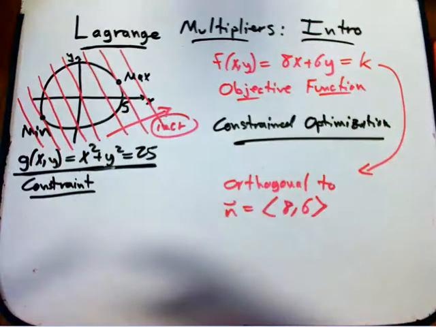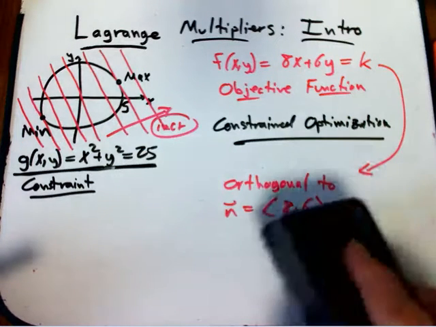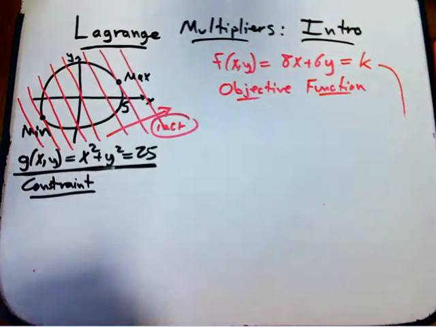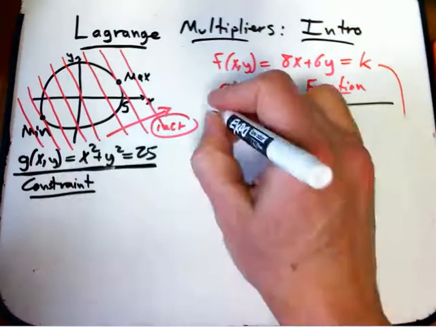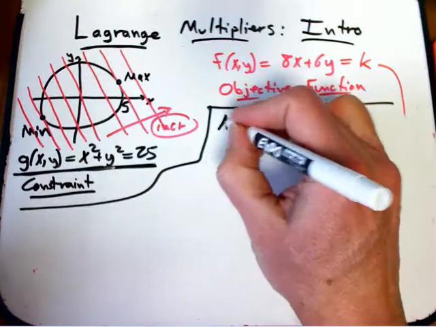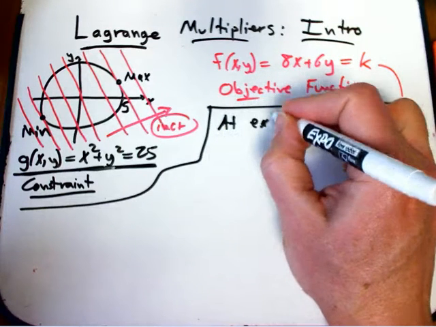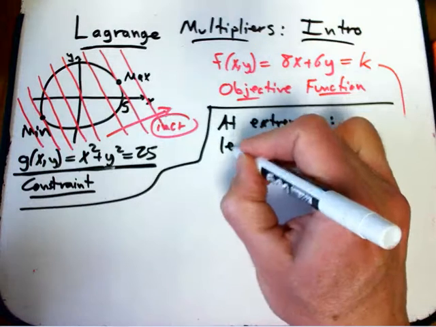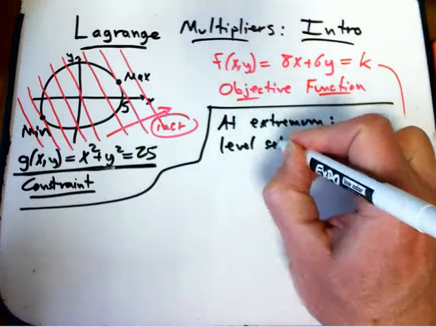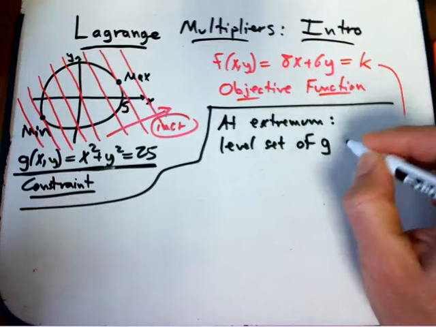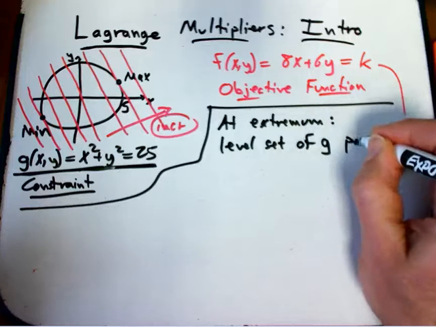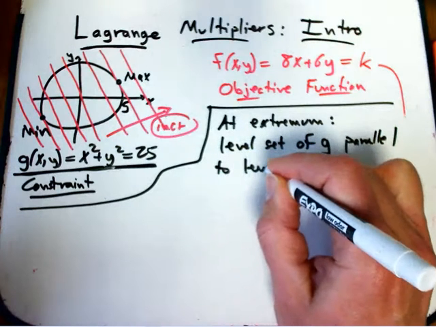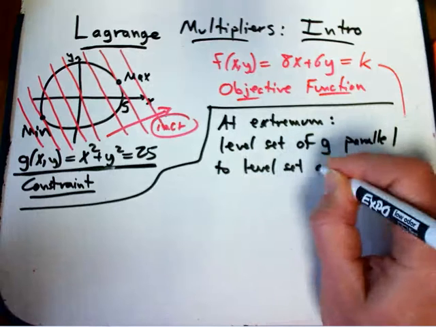And we just need to make a few geometric observations that are the key to how Lagrange multipliers work. So the first observation is that at an extremum, at a max or min, the level set of g is parallel to a level set of f.